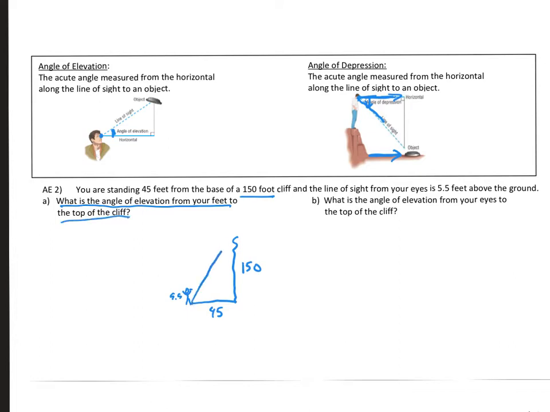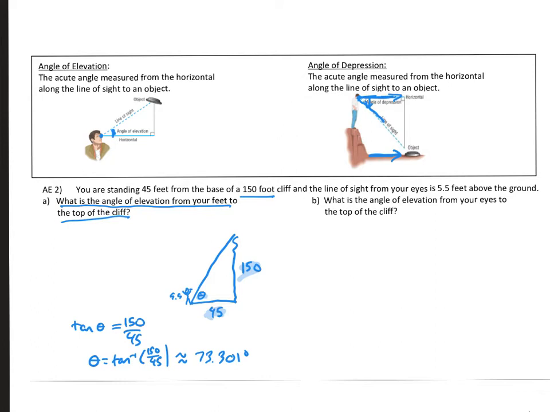Let's go ahead and draw that in, and there's our triangle. The angle of elevation is what we're trying to find there. That is our theta. What trig function do we know represents theta? 150 and 45, and the answer to that should very quickly be the tangent of theta is 150 over 45, which means theta is going to be the inverse tangent of 150 over 45, and the inverse tangent of 150 over 45 is approximately 73.301 degrees.